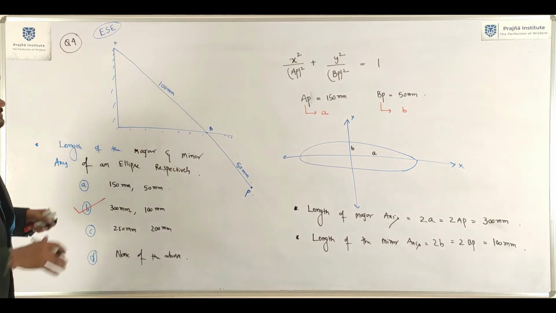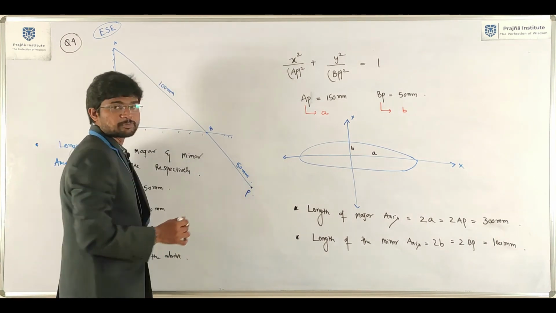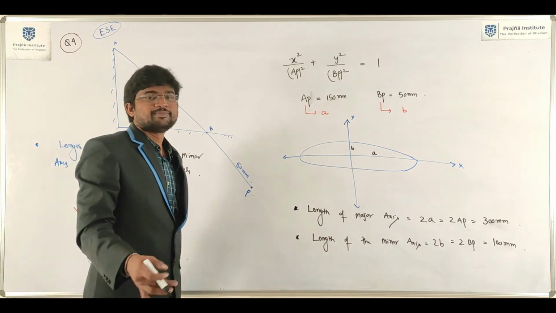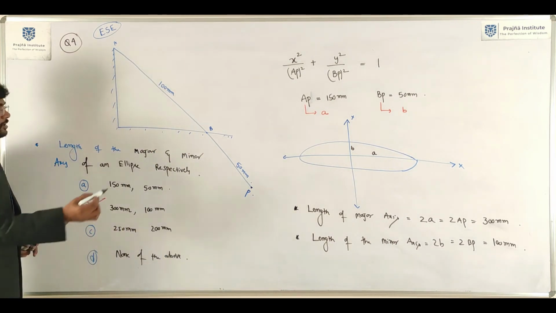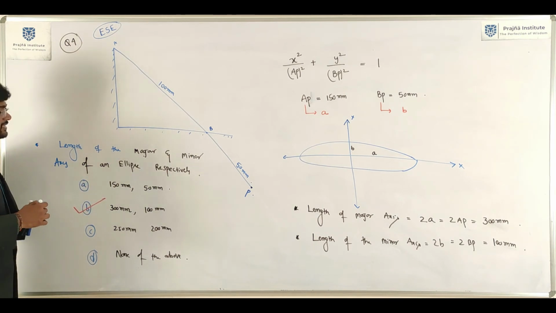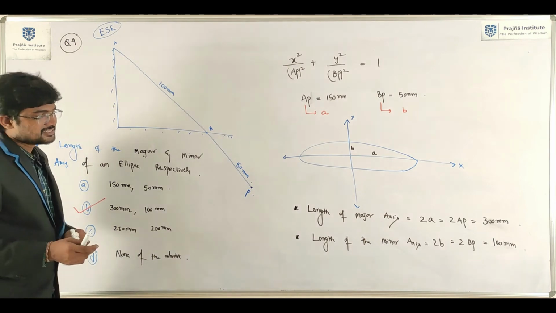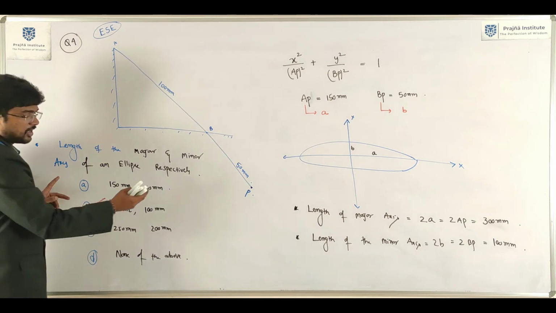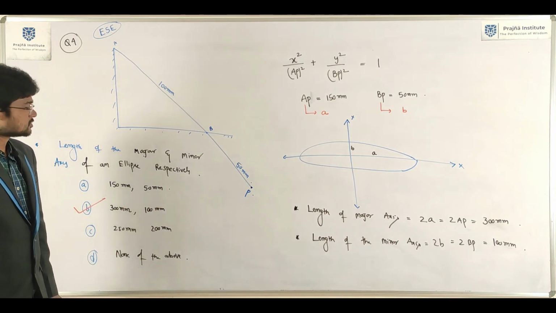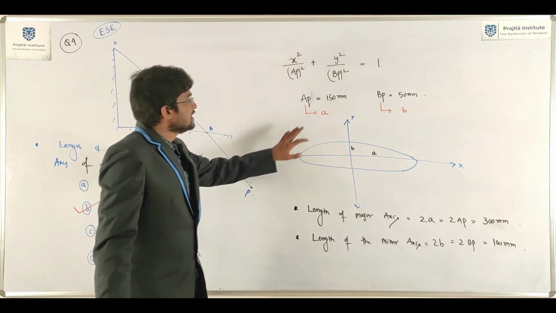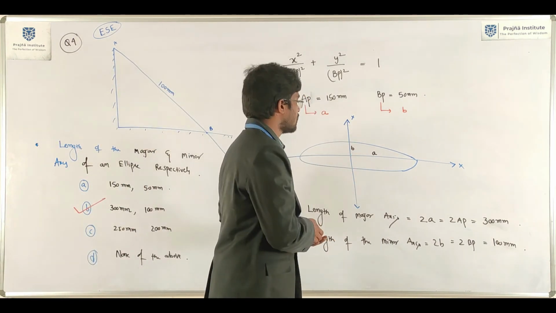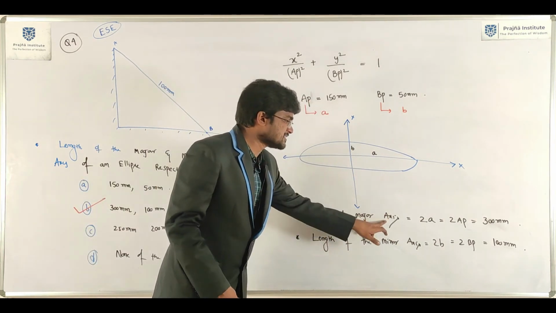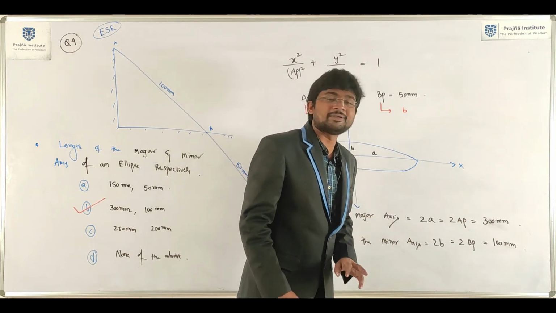This figure is given. Here we are keeping a marker at this point, so you can draw an ellipse by using the elliptical trammel. Then they are asking the length of the major and minor axis. Generally people will directly give 150 and 50, so most people will answer the first option. Here A and B are the semi-major axis and semi-minor axis. They are asking the length of the major axis, so double that, 2A and 2AP.